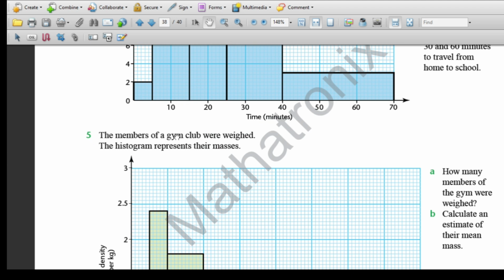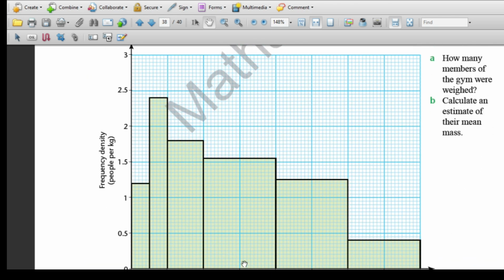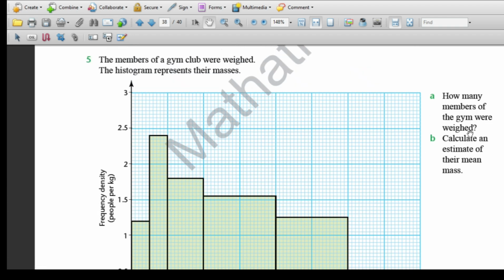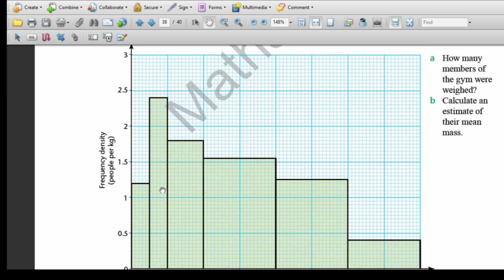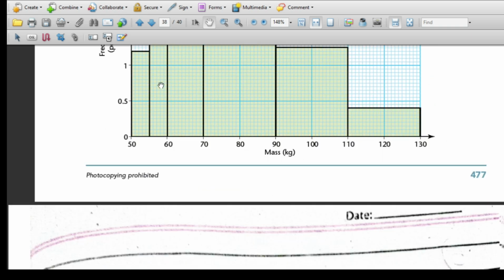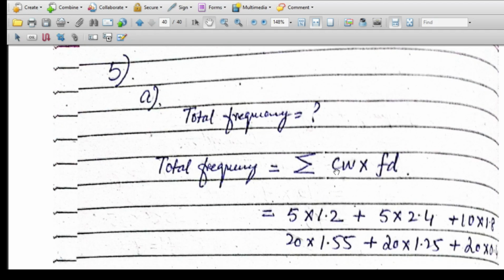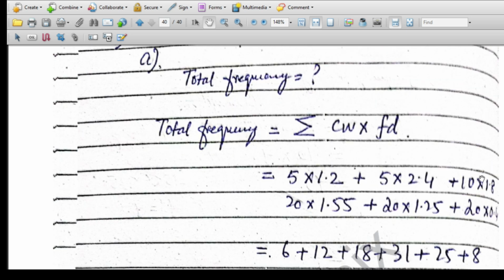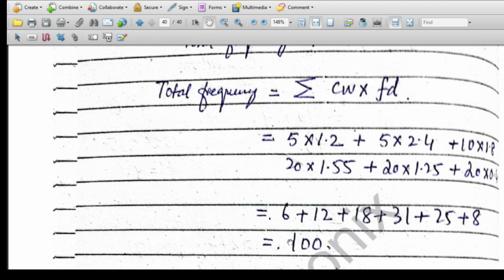Now question number 5. The members of the gym club were weighed. The histogram represents their masses. How many members of the gym were weighed? So in part A we have to calculate the total frequency, and then calculate an estimate of their mean mass. So we have to calculate the total frequency from this histogram. Part 1 is the total frequency. Total frequency is equal to class width times frequency density, multiplying every class width with its frequency density, and we have obtained that the total frequency is equal to 100.